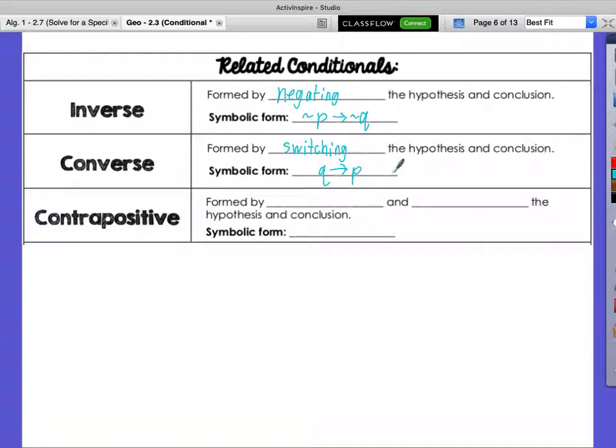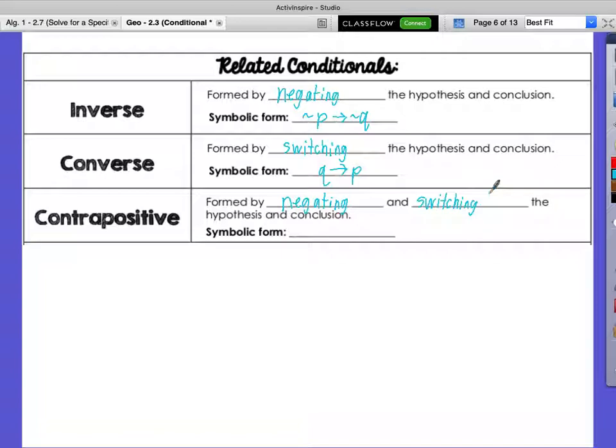Don't do it. It's formed by negating and switching. You do both. It has a little bit of both of them in it, because it's a baby. Like the biconditional, we'll get to that. Don't jump too far ahead. So it's formed by negating and switching the hypothesis and conclusion. Just a pro tip, guys, don't hold hands walking down the hallway if you don't want a kid.